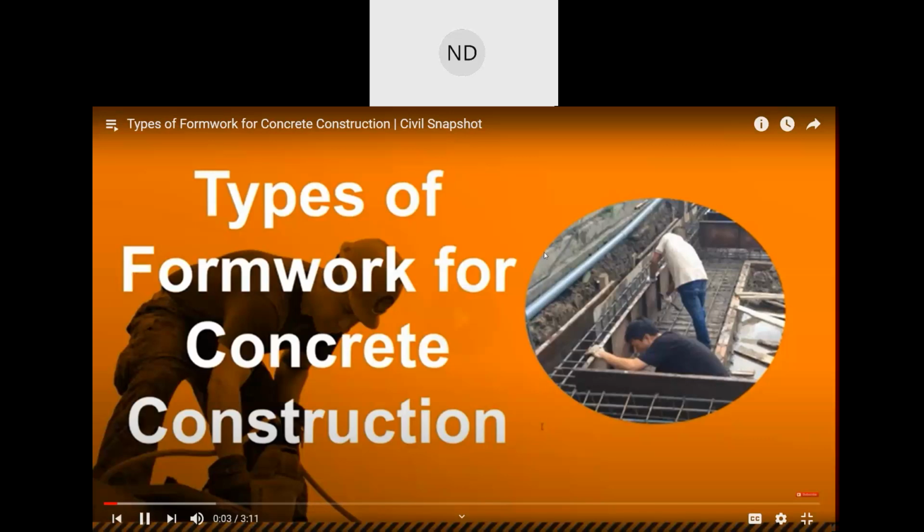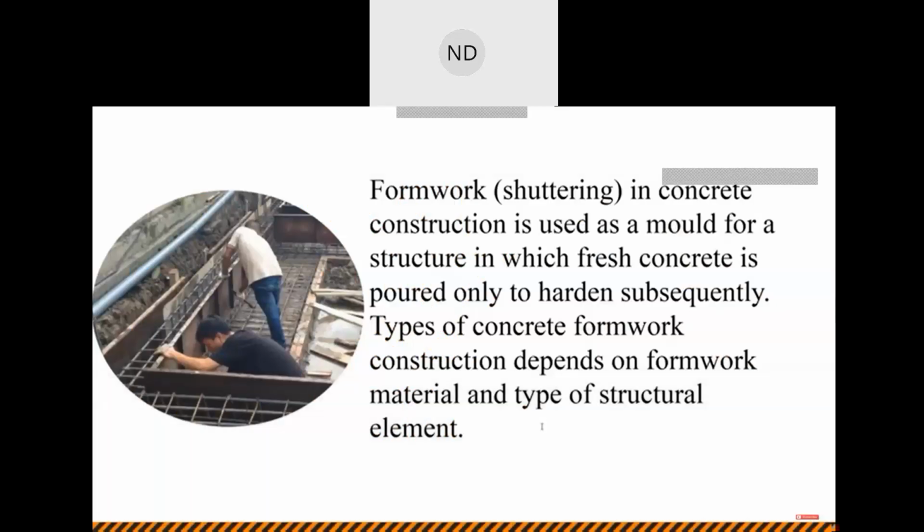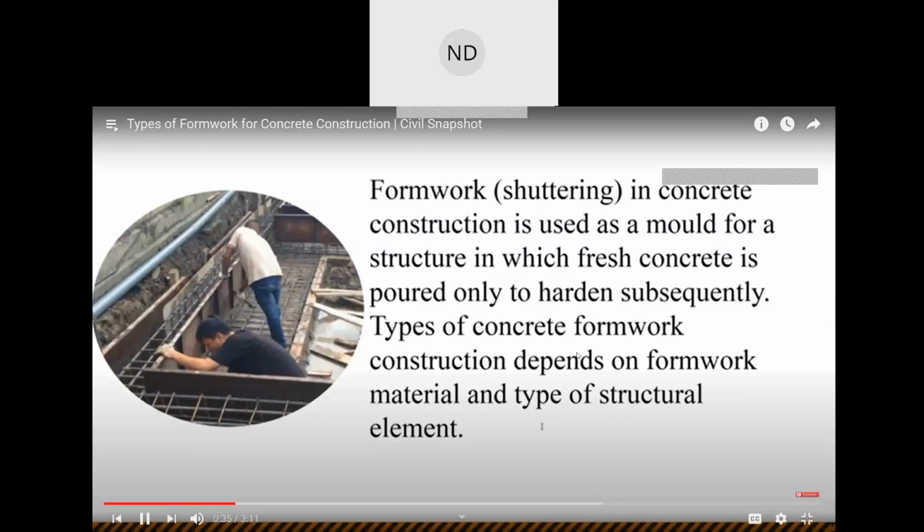In this video, we are going to see about types of formwork for concrete construction. Formwork in concrete construction is used as a mold for a structure in which fresh concrete is poured only to harden subsequently. The type of concrete formwork construction depends on formwork material and type of structural element. Formwork can also be named based on the type of structural member construction, such as slab formwork for slabs, beam formwork, and column formwork for beams and columns respectively.